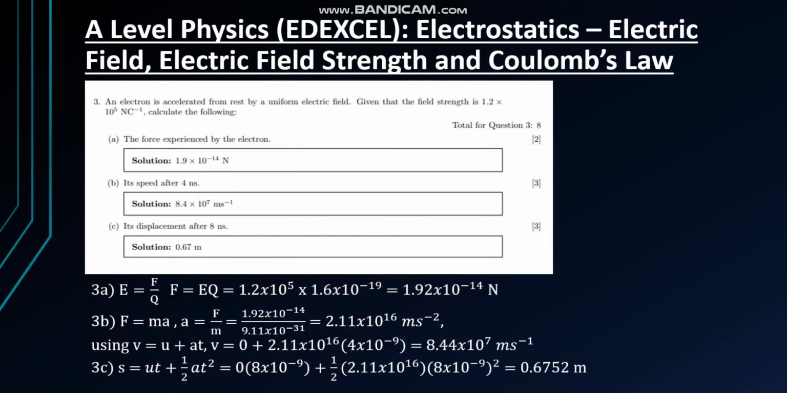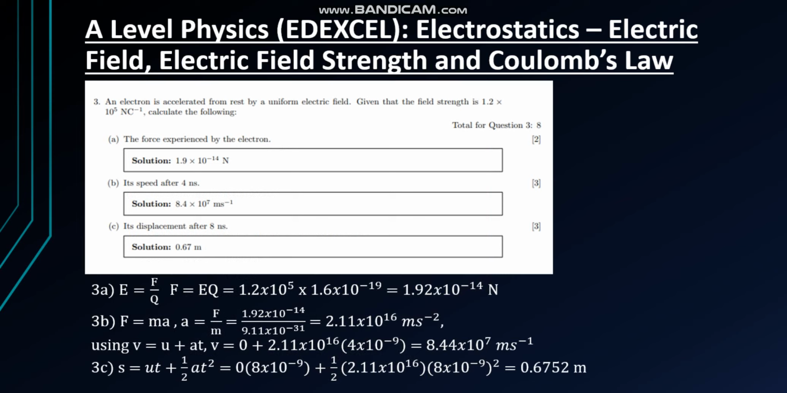So if we use the formula for the electric field strength, which is defined as the force per unit charge, and if we rearrange that to make force the subject, then we essentially multiply the electric field strength by the electron charge, which gives a value of 1.92 times 10 to the minus 14 newtons. So that's the force experienced by the electron.